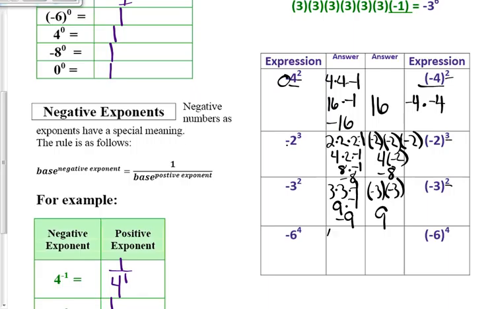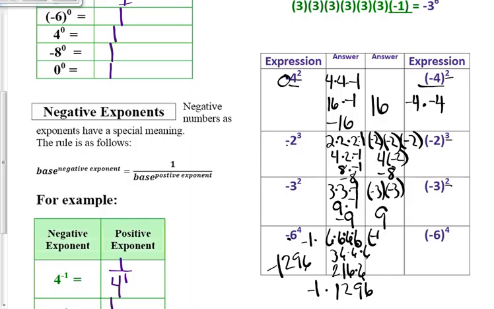This one's saying 3. Over here we're going to do 6 times 6 times 6 times 6 times negative 1, because remember that negative sign's out there. And 6 times 6 is 36, times 6 times 6. 36 times 6 is 216, times 6 is 1,296. Now times that by negative 1, and my answer would be negative 1,296.